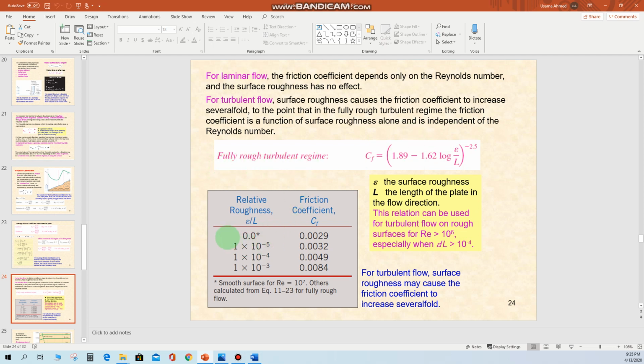Now what we see in this graph is that as we move downward, the surface roughness, or the relative roughness, is increasing. With the increase in the relative roughness, there will be an increase in the coefficient of friction. So you have to look at different charts and figures to get the value for the relative roughness and what the value of the friction coefficient should be.